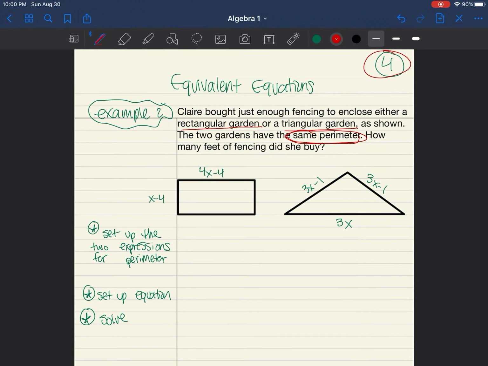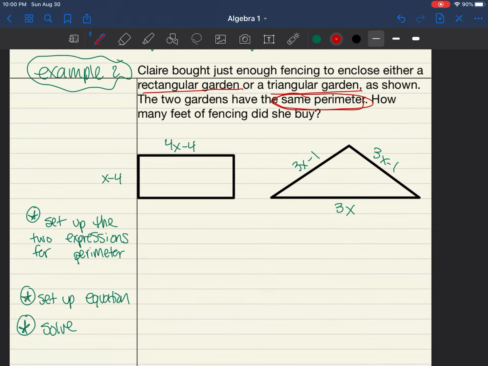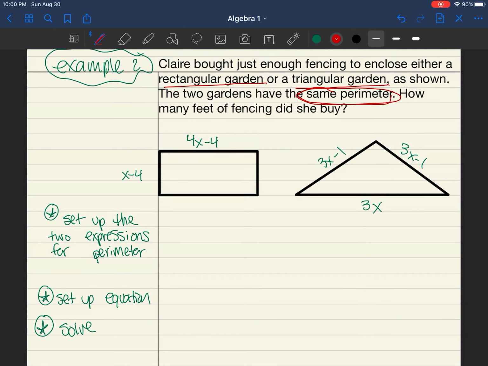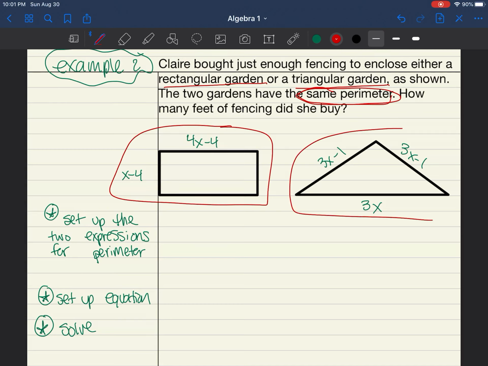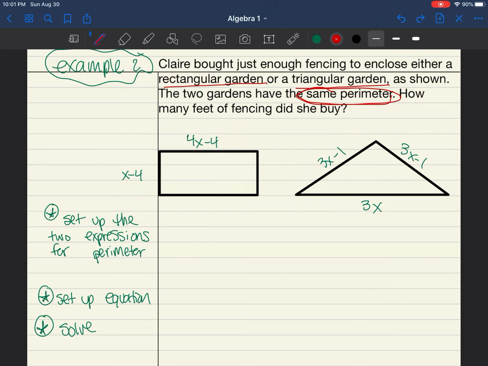So I've got some of those similar steps on the side here as I did in the last problem. It says set up the expression for each perimeter. So we're going to write an expression for this perimeter, and then we'll write one for this perimeter. I only know two sides of the rectangle, but I have to remember that a rectangle has congruent sides. So if this is x minus 4, this is also x minus 4. If this is 4x minus 4, this is also 4x minus 4. So there are two ways to represent this perimeter.